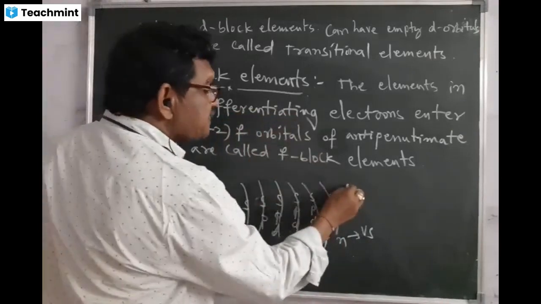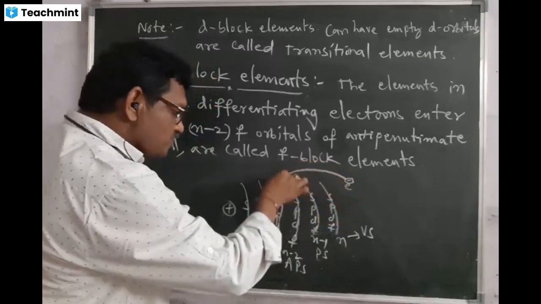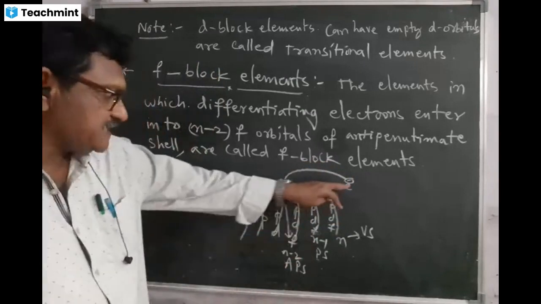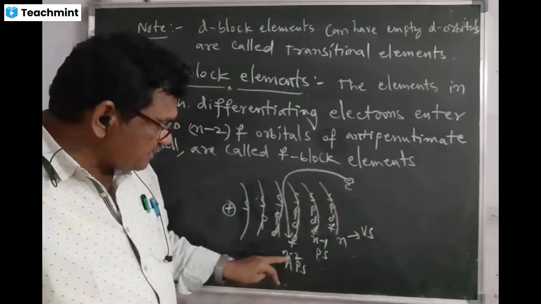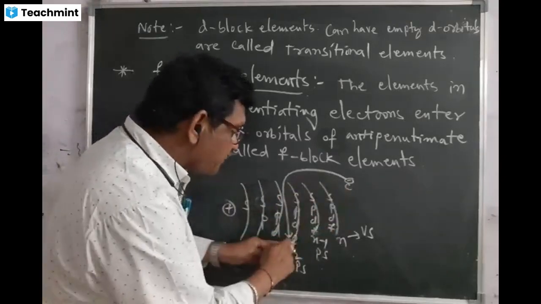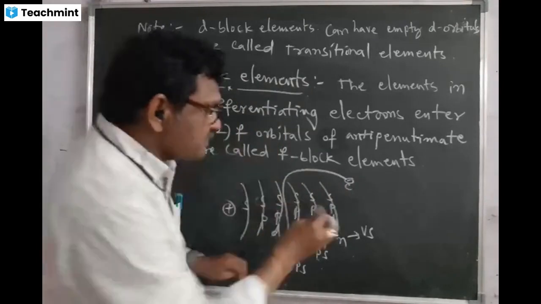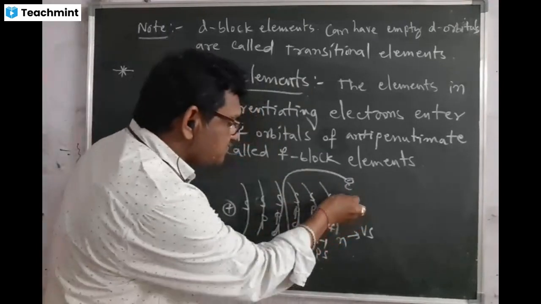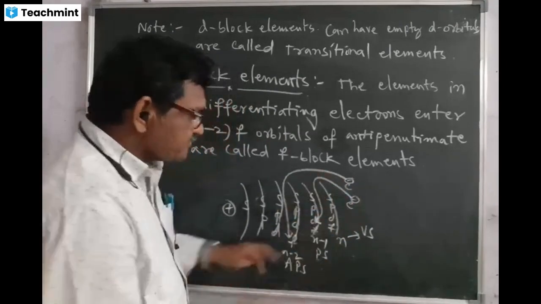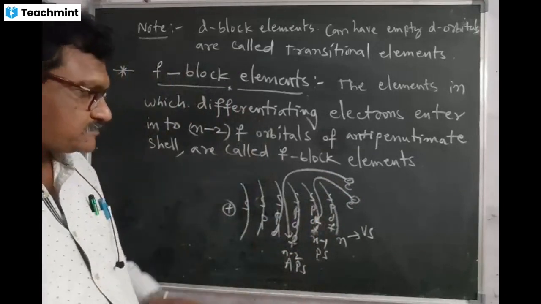Here, how can you define f block elements? That means electrons enter into n minus 2 f orbitals. If an electron enters into n minus 2 f orbital, that element we consider an f block element. Otherwise, if electrons enter into n minus 1 d, those are called D block. Try to remember that.